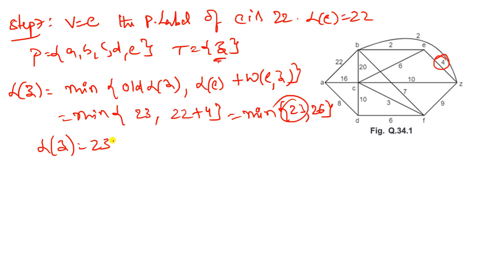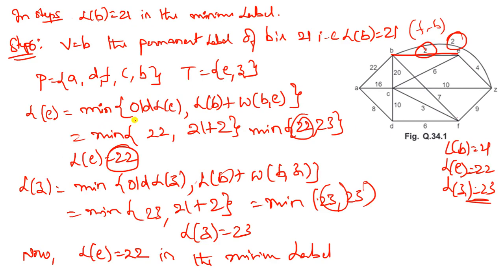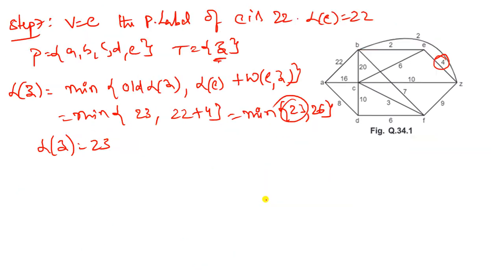Where did this L of Z is equal to 23 come from? From where to where did we travel to get it? You see the previous steps. So here L of Z is equal to 23. Here B to Z, when traveling B to Z we got 23, right? You have to check. So here finally we reach Z. Our destination vertex is Z. So here V is equal to Z.